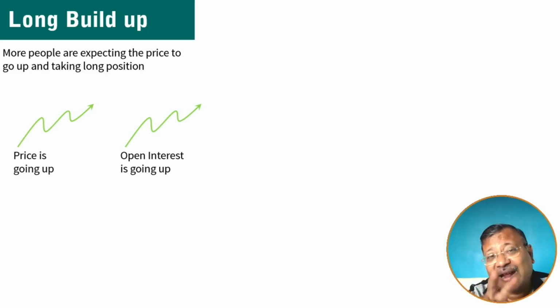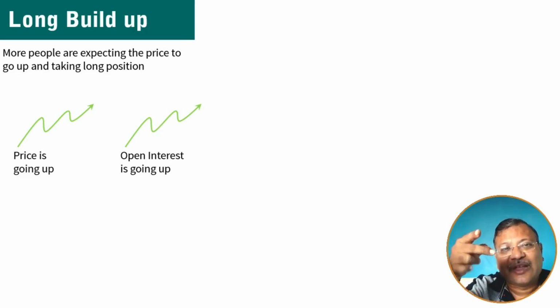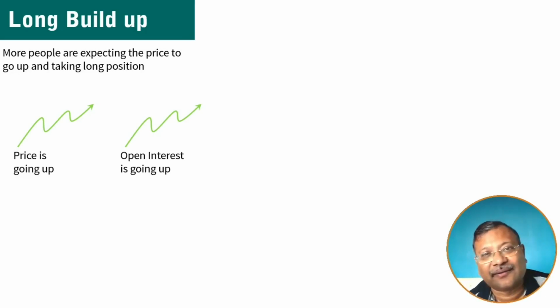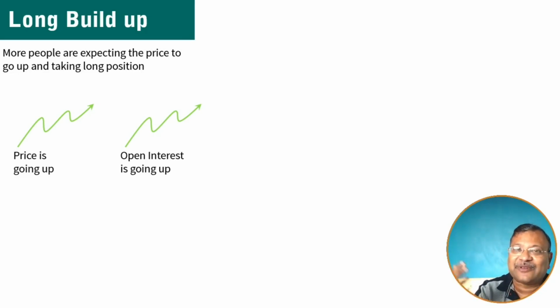Understand, in the market, there are two sets of people, the buyer and the seller, and the movement of the price depends upon who's stronger. If the buyer is stronger, the price tends to move up. If the seller is more dominant, the price tends to move down. In this case, open interest is going up, which means a lot of people are coming in and taking positions at those levels. And the price is going up. That means a lot of people are coming in and buying at that point. That is called a long build-up, meaning there is a build-up of long positions.